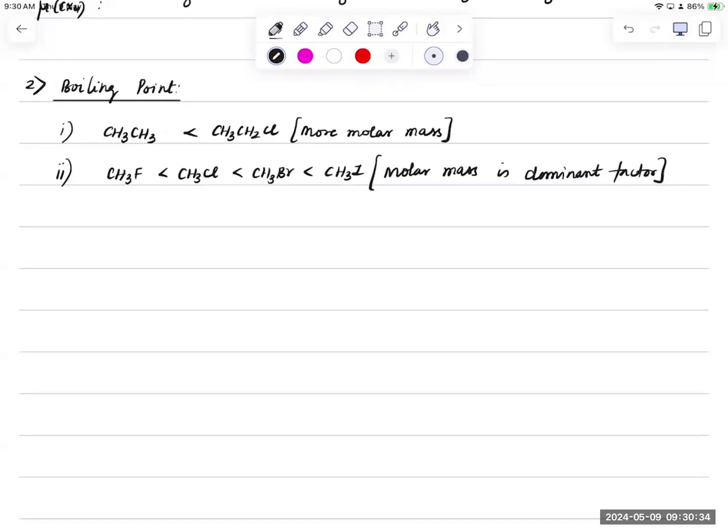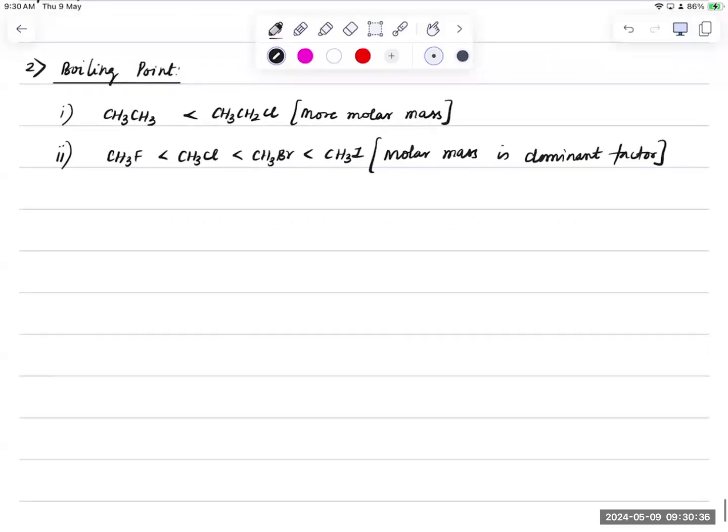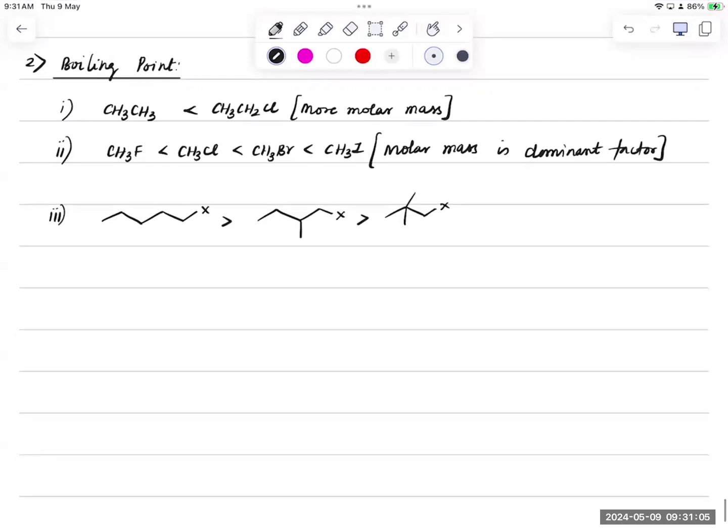Obviously, if there is branching, definitely we will have a lower boiling point. So if you have a straight chain of 5 carbons with X here, then a branched one with 4 carbons and a side carbon with X here, and then a more branched one. If we compare these, the more the branching, the lower the boiling point. This is how the boiling point will vary.